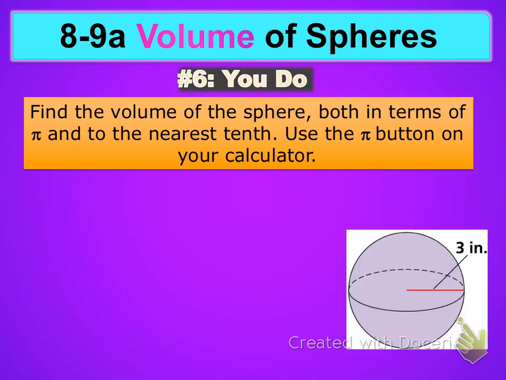So for number 6, you're supposed to find the volume of the sphere, both in terms of pi and to the nearest tenth, using the pi button. And it's a 3-inch radius, so don't forget volume equals 4/3 pi radius cubed. So pause the video and try this one on your own.